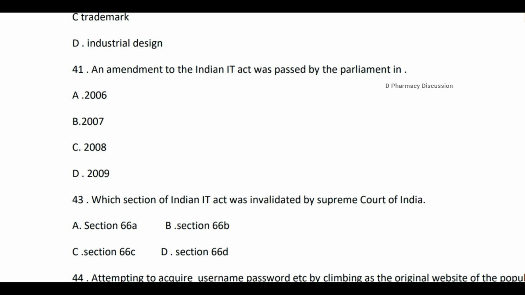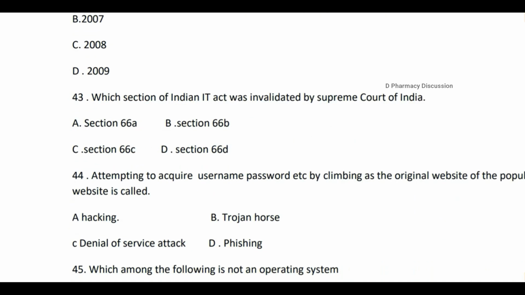Then question number 43. Which section of Indian IT Act was invalidated by Supreme Court of India? Option A section 66A, B section 66B, C section 66C, and option D section 66D. Correct answer is option A, that is section 66A.